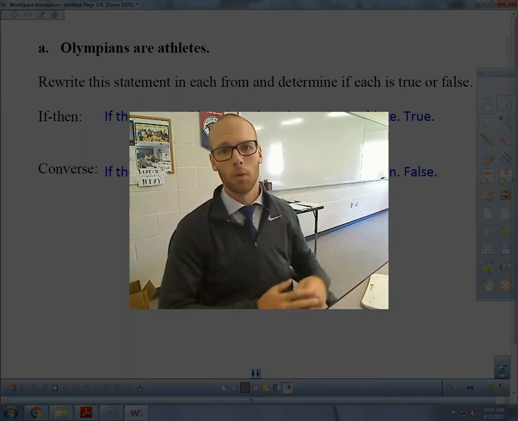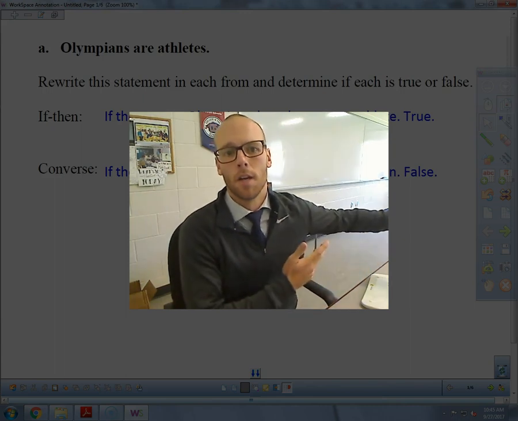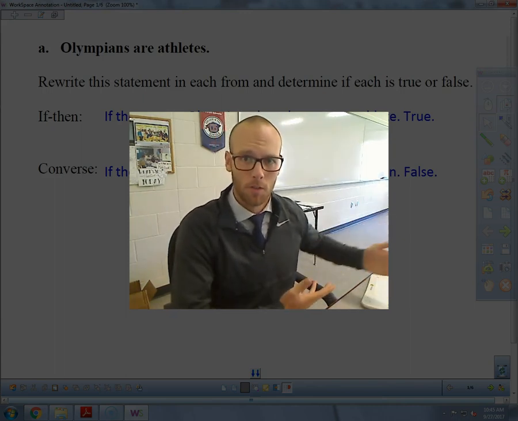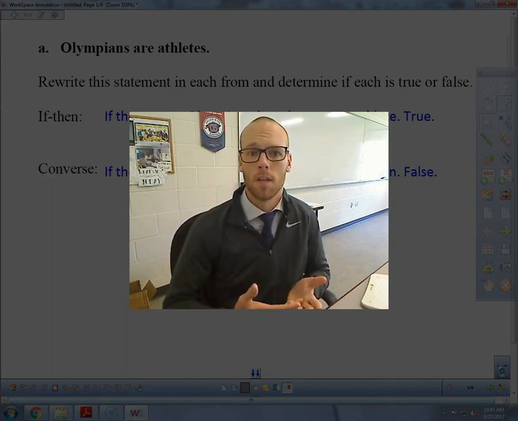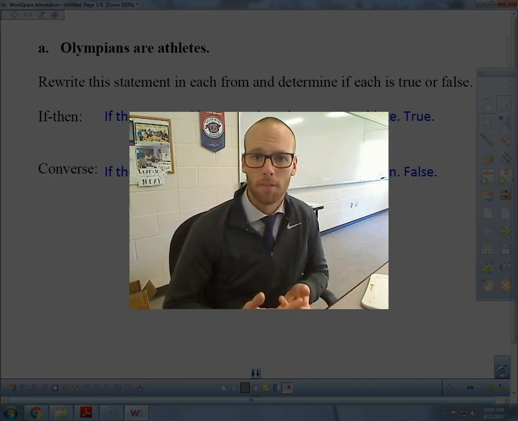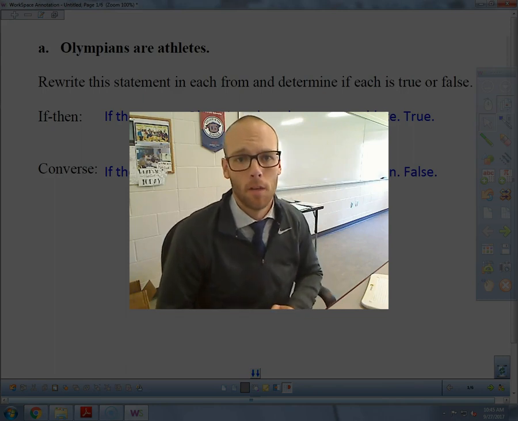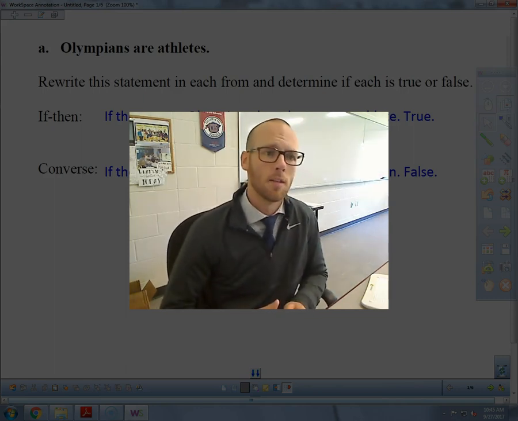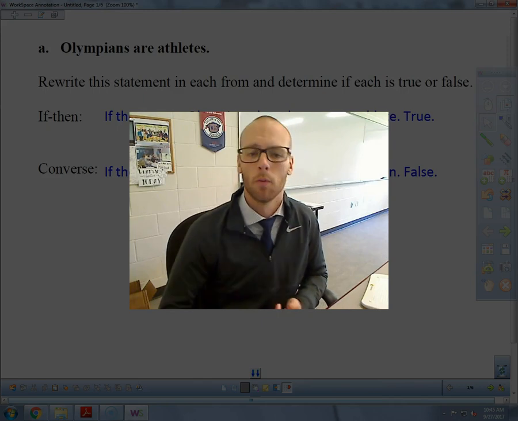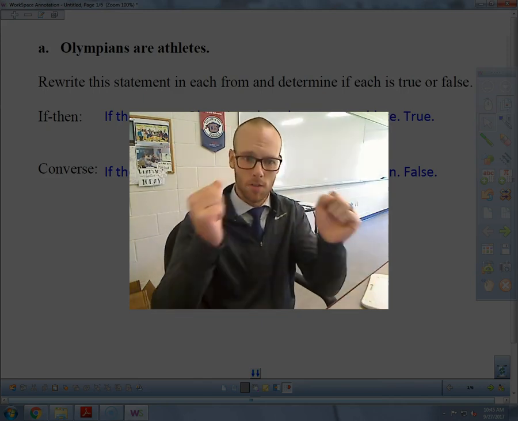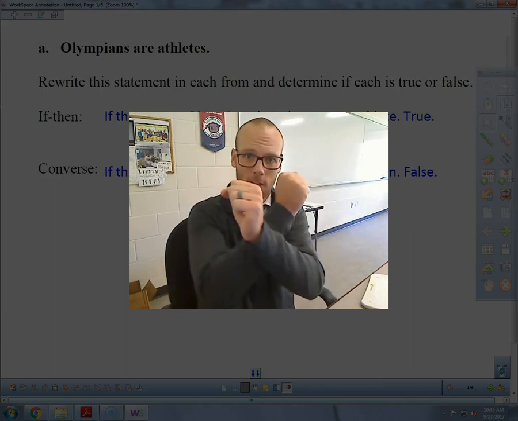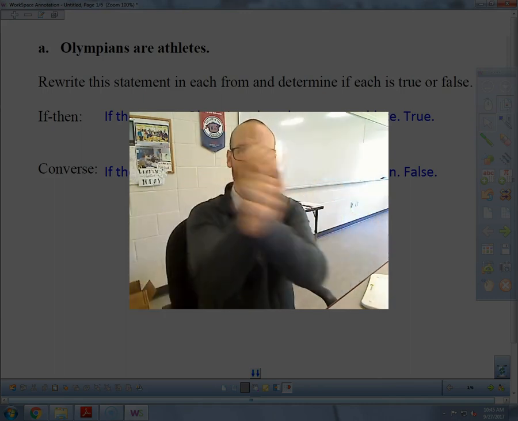So yesterday we transitioned from studying inductive reasoning to getting into deductive reasoning. And part of deductive reasoning is understanding conditional statements. So we have to understand how if-thens work. What we worked on yesterday is we took some statements and wrote them as if-thens. And then we looked at how to write their converse, inverse, and contrapositive.